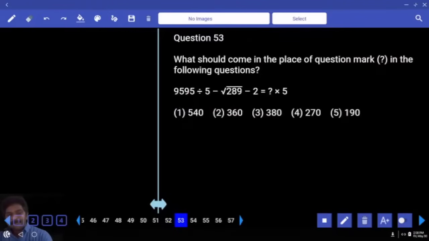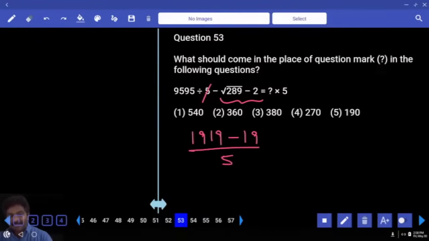Right. 9 cancellation divided by 10 into 2. Divided by 10, 959.5, double, 1919. Yes, minus, how much is this value? Minus 19. Answer, 1900 divided by 5. Answer, 380.